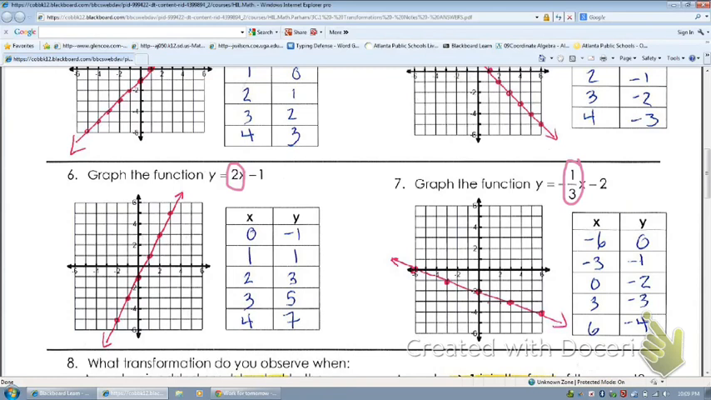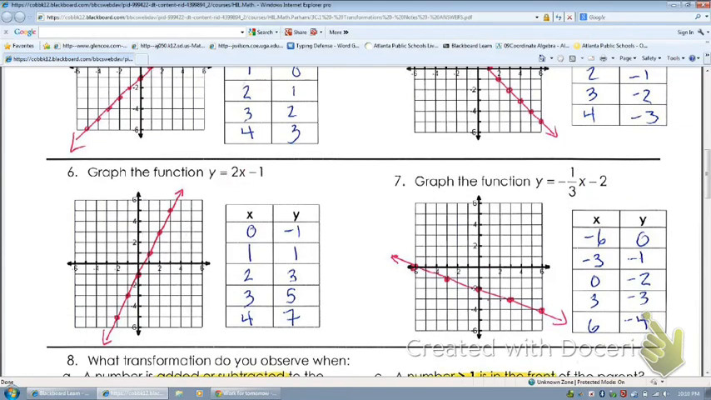Okay? Now, if that number is greater than 1, then you're going to be stretching. When you think stretching, think of a rubber band. You're pulling a rubber band. When you pull a rubber band, it gets skinny. It gets long and skinny. So if this number right here is greater than 1, then you're going to be stretching.